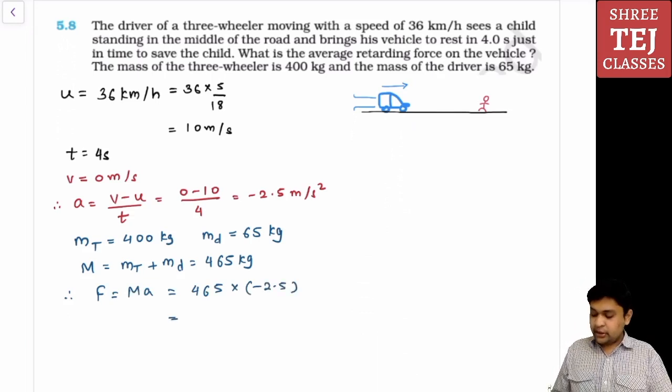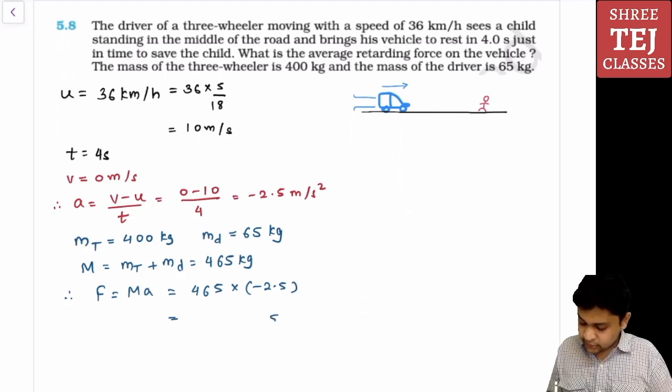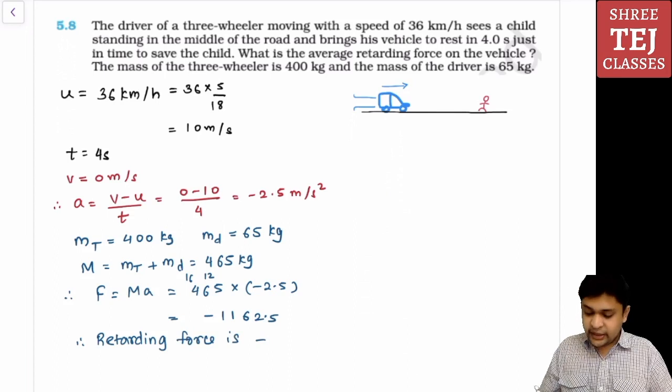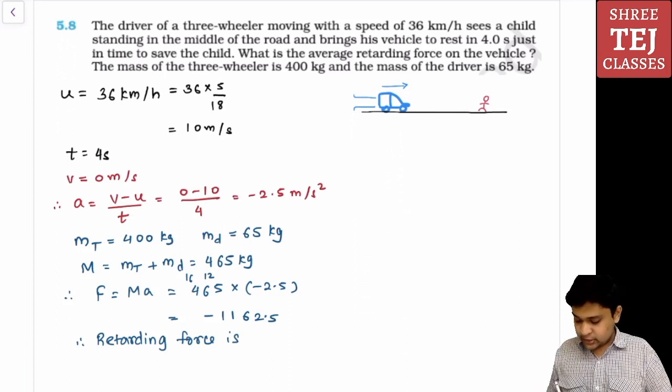So this would be 25 into 5, 125. 25 is 150 plus 12, 162. 100 plus 16, 116. So the force is minus, so we don't have to write minus, so retarding force is 1162.5 Newton.